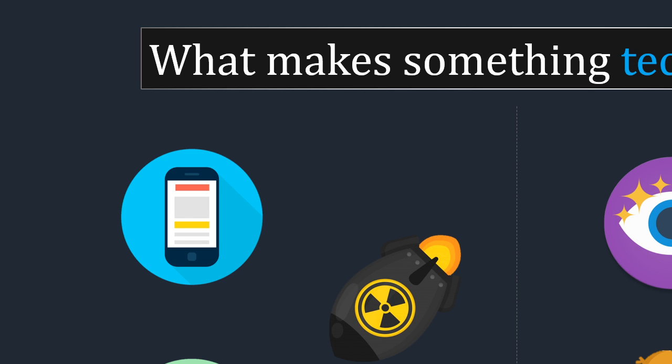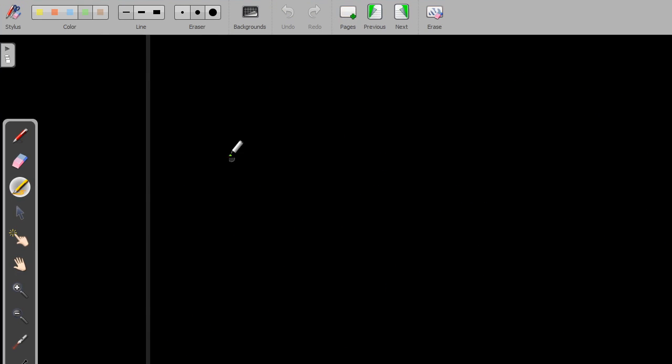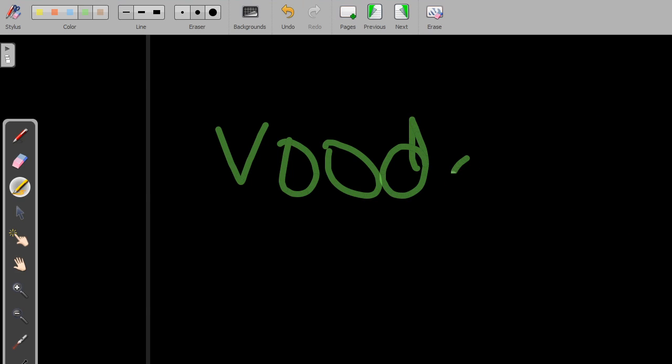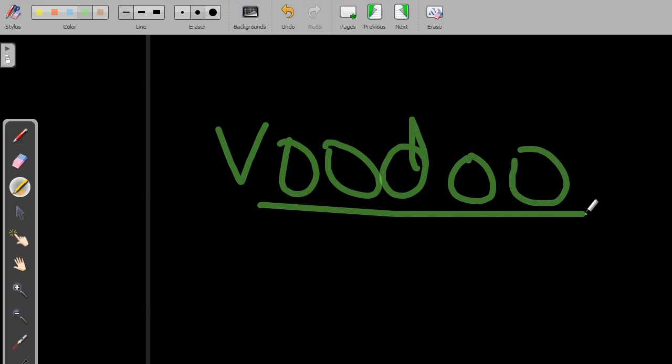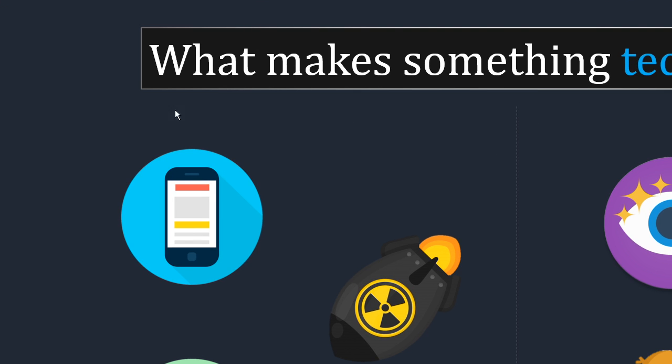How about this one? What do you call this one in English? There is a term for this one. Voodoo doll. Okay, it's called a voodoo doll. Voodoo, magic. On the left, we have technology. On the right, we have other things. The question is, why are these other things, psychic ability, magic broom, voodoo doll, not considered technology?